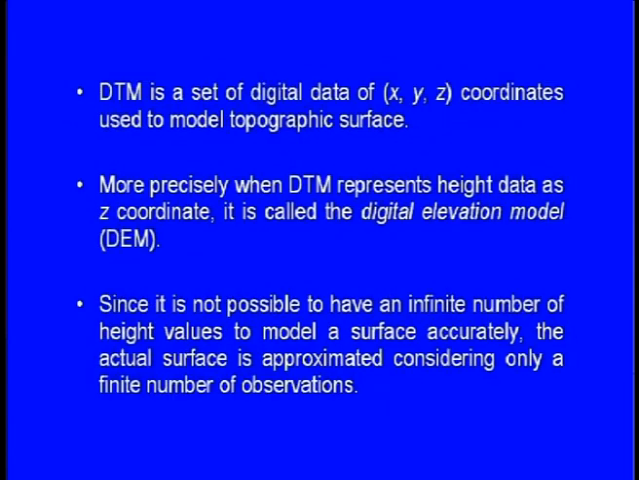A DTM is a set of digital data of x, y and z coordinates used to model topographic surfaces. More precisely, when a DTM represents height data as z coordinates, it is called the digital elevation model. Since it is not possible to have an infinite number of height values to model a surface accurately, the actual surface is approximated considering only a finite number of observations.